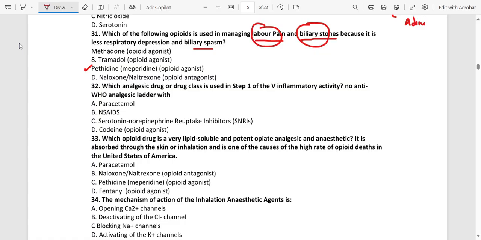32 is saying which analgesic drug or drug class is used in step 1 of the analgesic ladder and has no anti-inflammatory activity. It's used in step 1. Paracetamol, NSAIDs, the serotonin norepinephrine reuptake inhibitor, and codeine. Which one do you think is the answer?